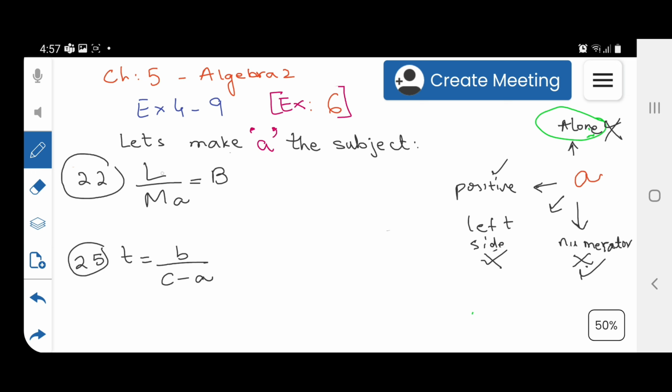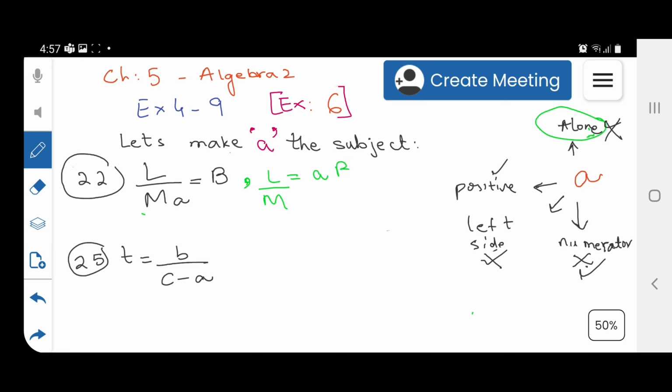Okay, here again we have a in form of denominator and we want a as a numerator. So what we are gonna do, first of all, shift it on the other side. We are not gonna shift this whole MA. We can leave this M over here. We can just shift A on the other side. So you can say that L over M equals to AB or BA.